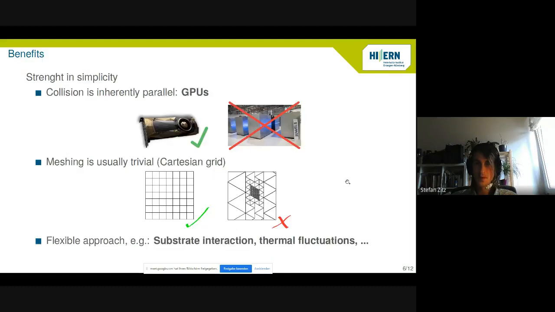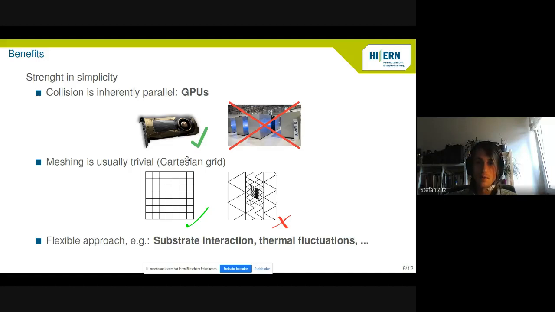Now, why do we do this? What are the benefits of this instead of using the thin film equation? It is because we believe that strength lies in simplicity. So the Lattice Boltzmann approach is fairly easy to code. I think I remember it was a few tens of lines to include the Shan-Chen models. So with that, you can do quite a lot.